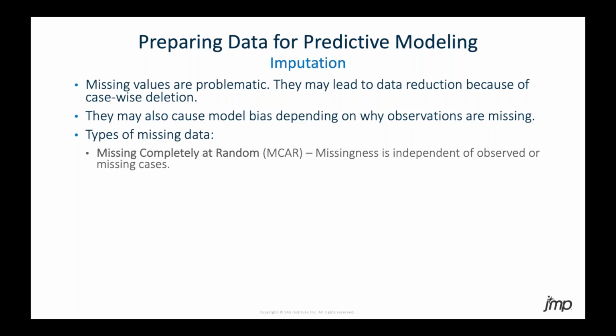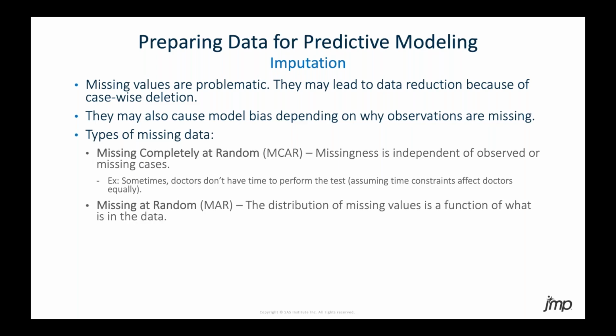This is as if I went into my data set, a complete data set, and I were to randomly remove observations. So for example, let's say sometimes the doctor doesn't have time to perform a particular test, and here we're assuming that the time constraints affect the doctors equally. That might be considered missing completely at random. Easiest case to deal with, unfortunately, it's the case that probably happens the least often. It's the most restrictive case in the sense that it's saying that there's absolutely no relationship between the missing data and the complete data.